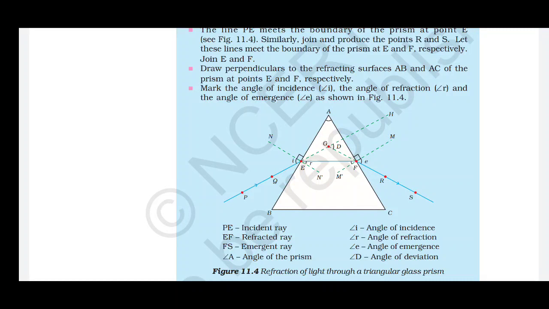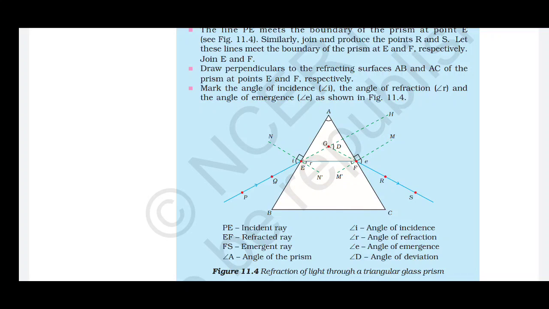Now a prism is a pyramidal piece of glass with two triangular bases and three rectangular lateral surfaces. The angle of the prism is between the two adjoining lateral surfaces. The angle of deviation is the angle between the incident ray and the emergent ray.